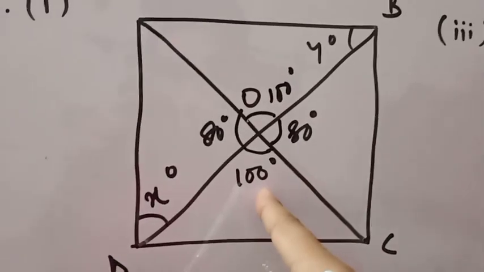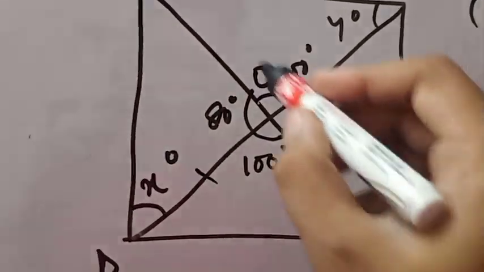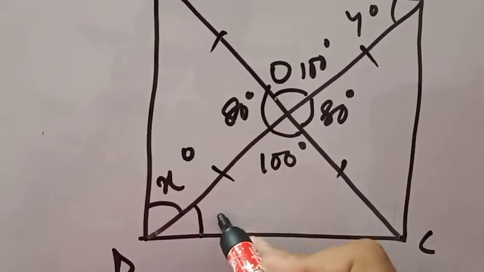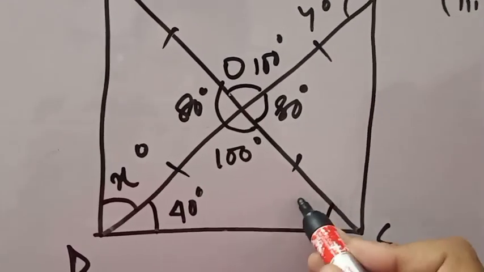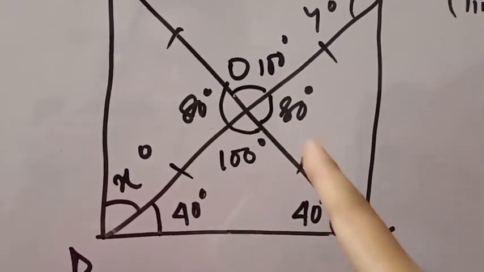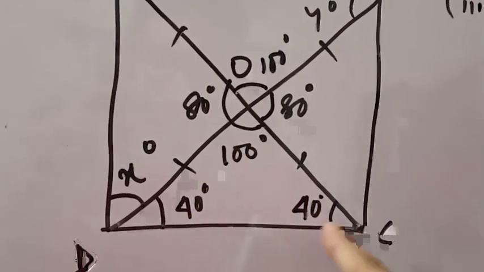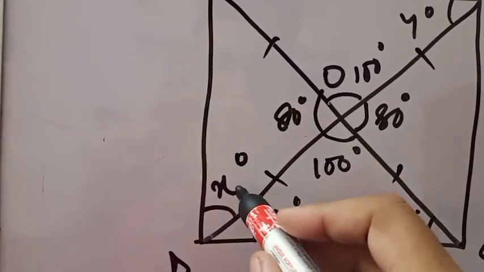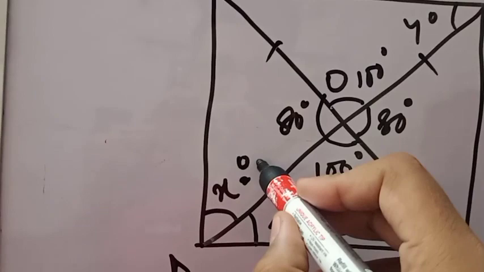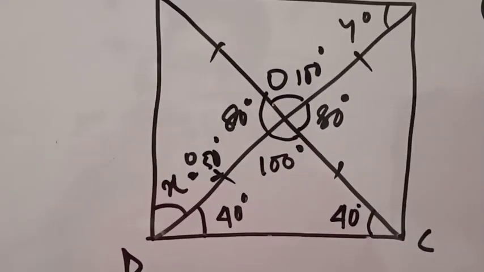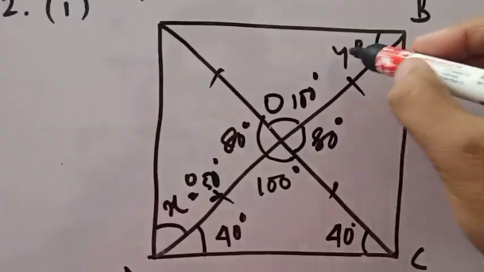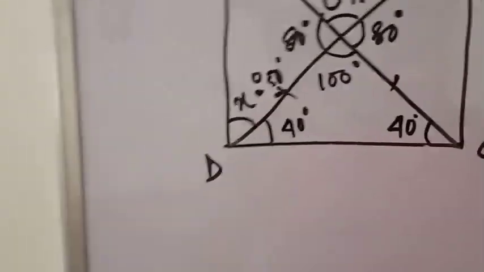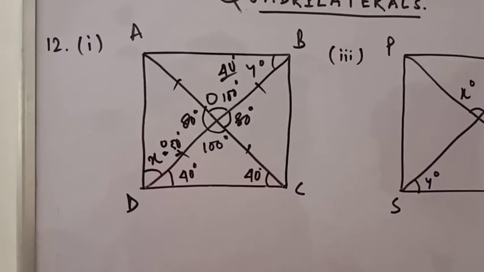Now if this is 100, then we can say that these are equal. Okay, the diagonals bisect, that is these are equal. So we can say that this equals 40 degree and this equals 40 degree, because the triangle is 180. That means 100, 40, 40. Now, this and this are 90. That means x equals 50. Clear? If x equals 50, then this and this angle are alternate angles. So y equals 40. So y equals 40 and x equals 50.